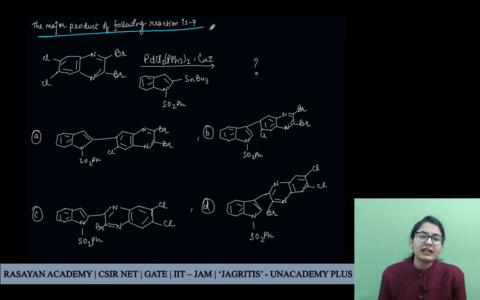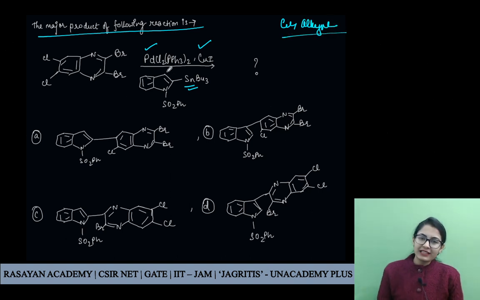For example, so guys, here what do you see? You have palladium, you have copper, you have tin also. Okay, so with copper, you usually get the Sonogashira reaction, but that is copper and alkyne. You don't have the alkyne, so copper has a different role to play over here, right? It is not the Sonogashira reaction. So first of all, there will be oxidative addition, transmetallation, reductive elimination.